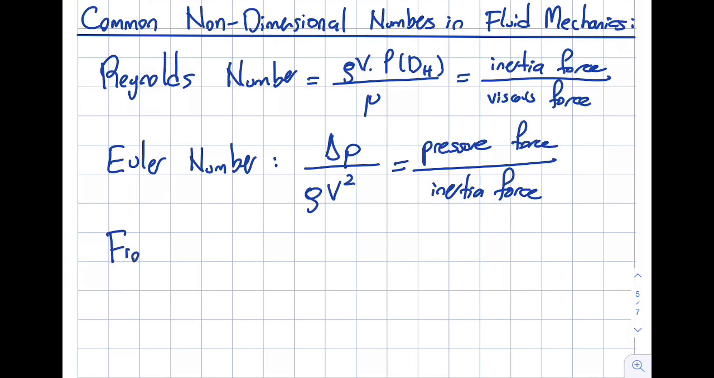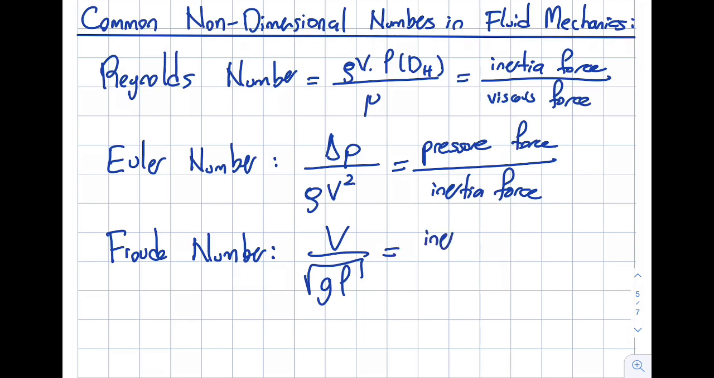Next is Froude number. Formulation for the Froude number is velocity divided by square root of g, some kind of a characteristic length. Okay, so as you can see, this is the ratio between the inertial forces and the gravitational force. Froude number is important in any type of flow where there's a free surface. Okay, for instance, a ship, right, or any case of an open flow.